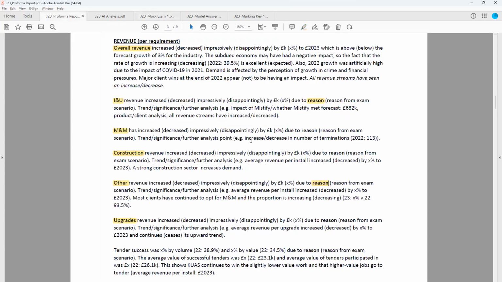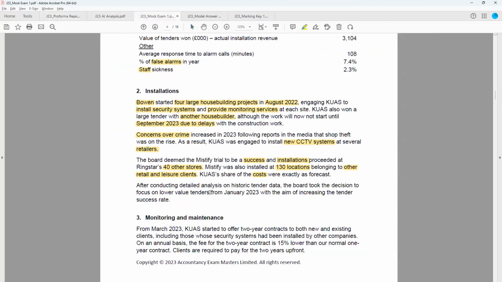So hopefully in the exam we're told some information about how Mystify performed during the period, so we can of course compare it to that forecast. But that would be a good example of some further analysis. We can get the easy marks up with the reason from the exam paper. This is probably a little bit more further analysis. We can maybe work with those numbers to see whether it met the forecast. So we could have that there.